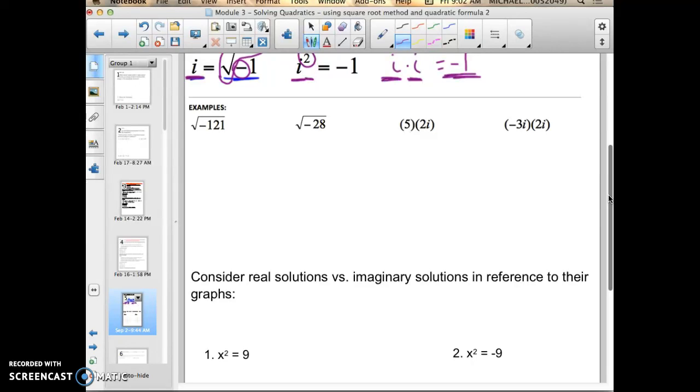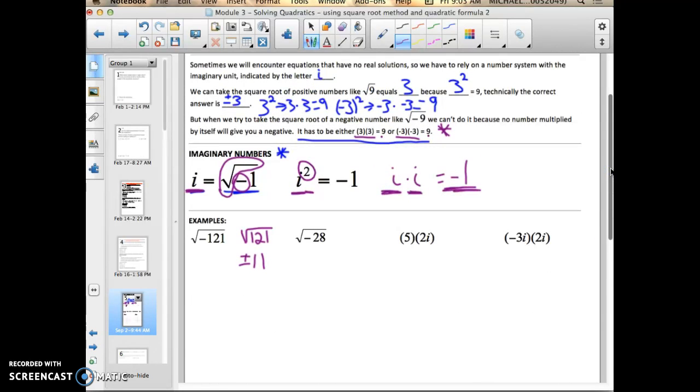So example 1, the square root of negative 121. I can consider it just like the square root of positive 121. And if I know my perfect squares, I know that the square root of 121 is 11. And if I remember, both the positive and negative version work to go back to 121. Positive 11 squared is 121, and negative 11 squared is 121, just like I showed you up here in blue.